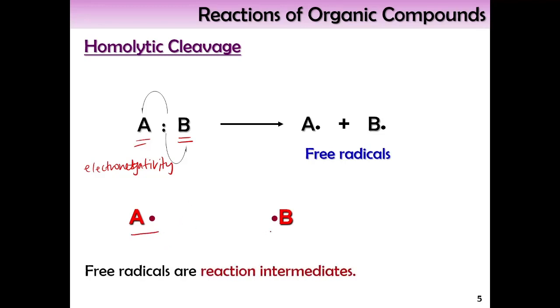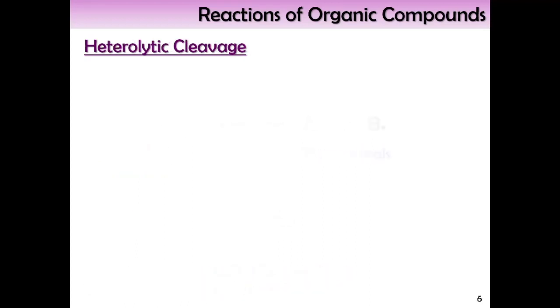These things, free radicals, are called reaction intermediates. This is not the final product because this thing is very reactive and very unstable. It will try to react until it forms something that is stable. Okay, next one. This is the next one: heterolytic.